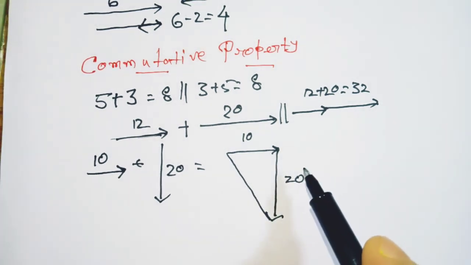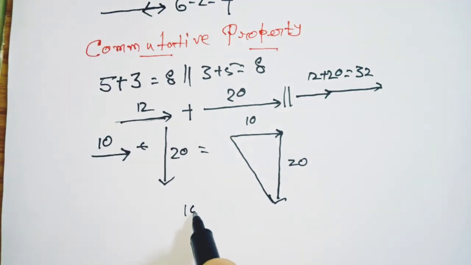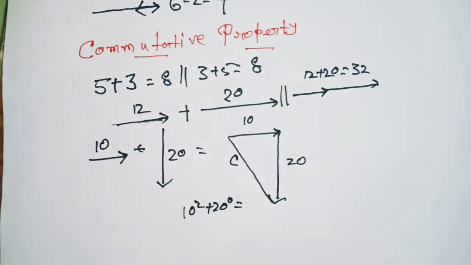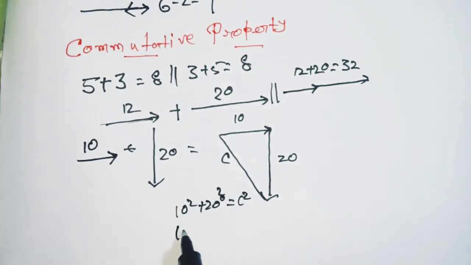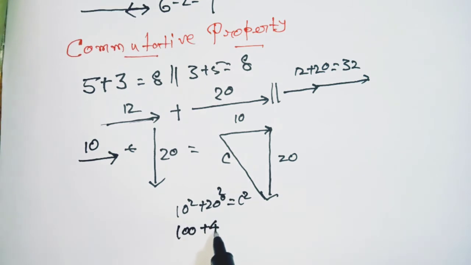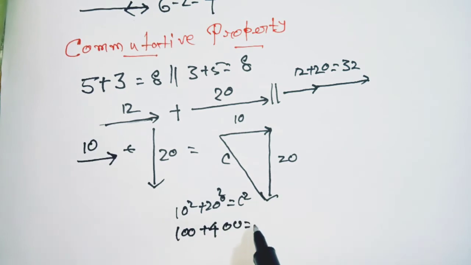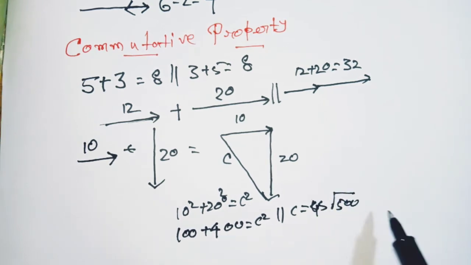So again, we will be using the Pythagorean theorem. Finally it gives a result: 10 squared plus 20 squared equals, let us call it C squared. So it will come to 100 plus 400 equals C squared, so 500 equals C squared. So C would be equal to root over 500. So whatever be the result.